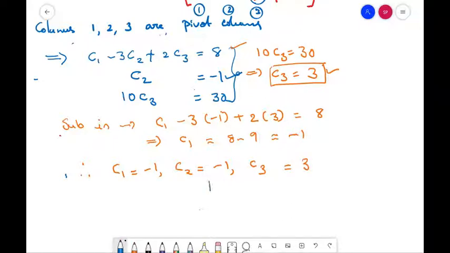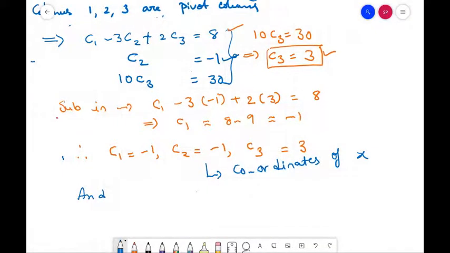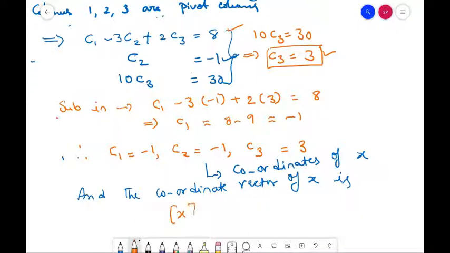You call these the coordinates of whatever the given vector x. The coordinate vector of x, that is x relative to the basis B, is the column vector C1, C2, C3, that is equal to minus 1, minus 1, and 3. So these are the coordinates, and this is a coordinate vector.